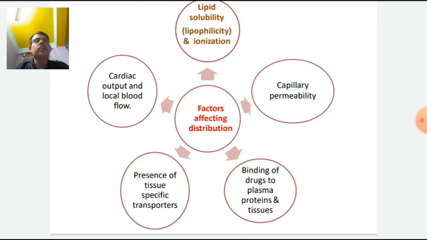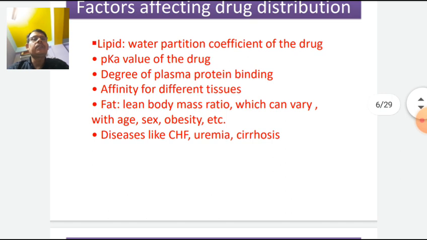And cardiac output and local blood flow are also important factors, because the drug is basically carried in the blood vessels, and cardiac output controls the flow rate and circulation. Local blood flow can maintain the distribution of the drug, because an increased flow rate increases the flowability of the drugs.